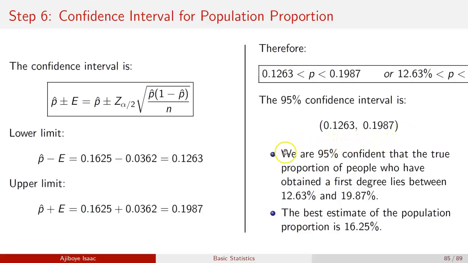By interpretation, we are 95% confident that the true proportion of people who have obtained a first degree lies between 12.63% and 19.87%. And the best estimate for the population proportion of people who would have a first degree is 16.25%.